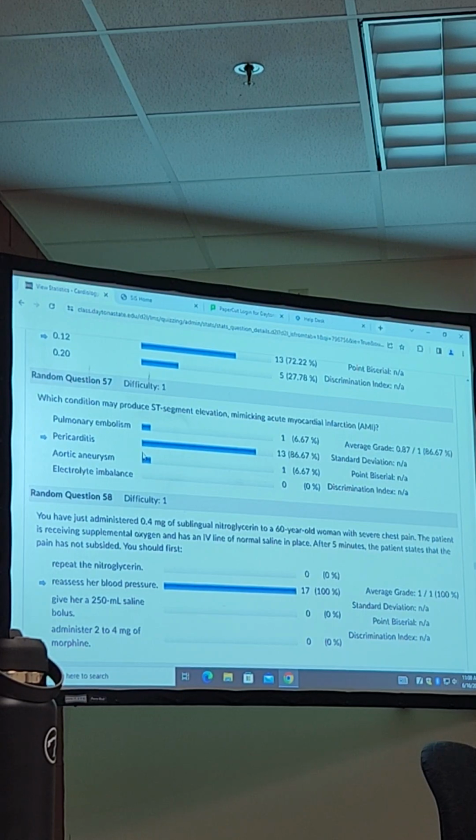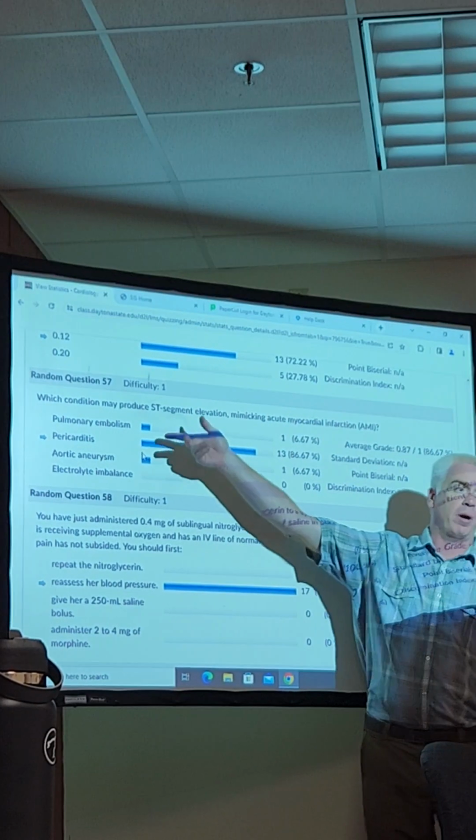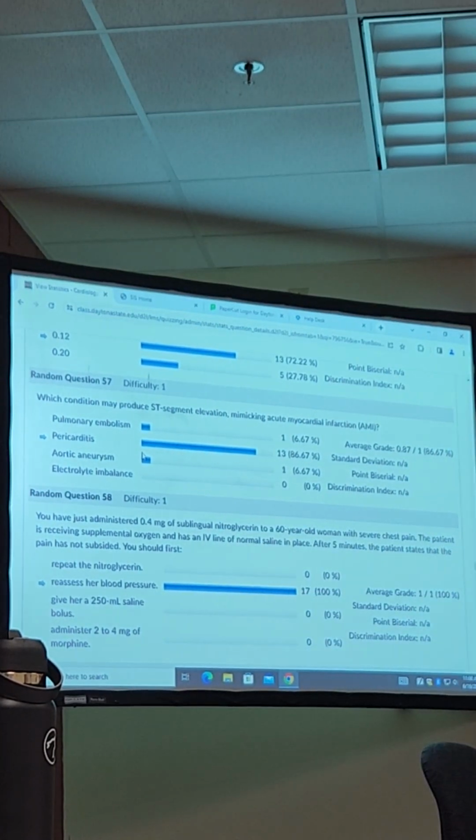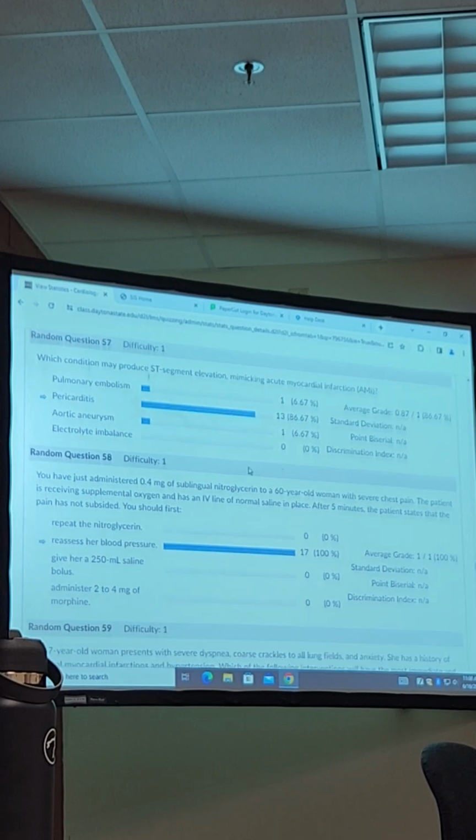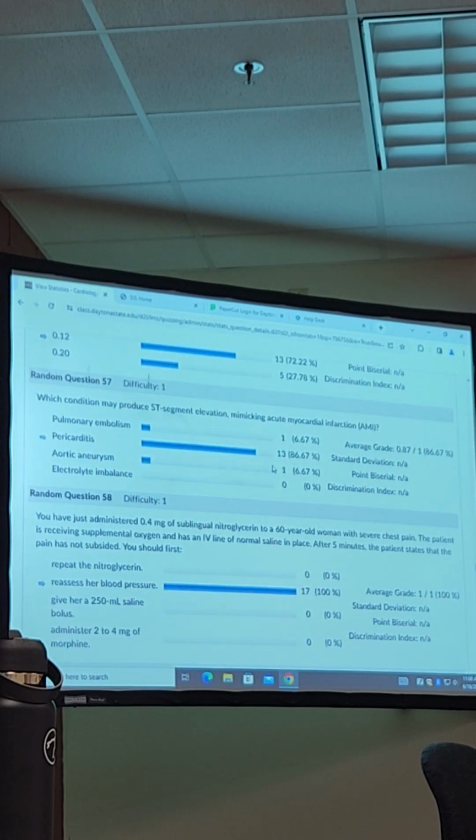What may produce ST elevation mimicking a heart attack? Of these options, pericarditis. What are your other mimics? Left bundle branch block, left ventricular hypertrophy, paced rhythm, and ventricular rhythms.